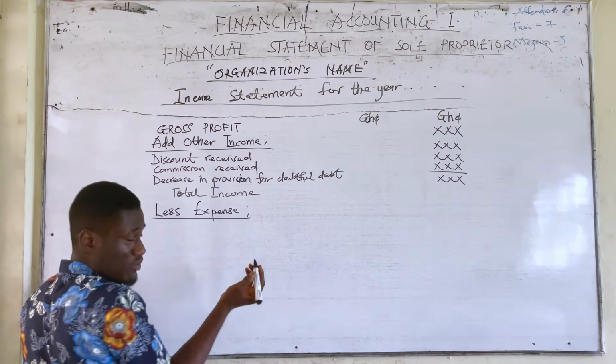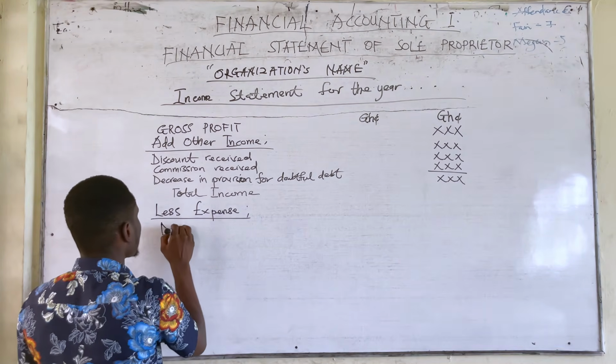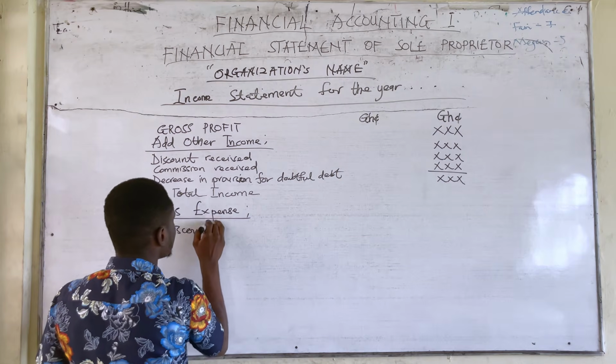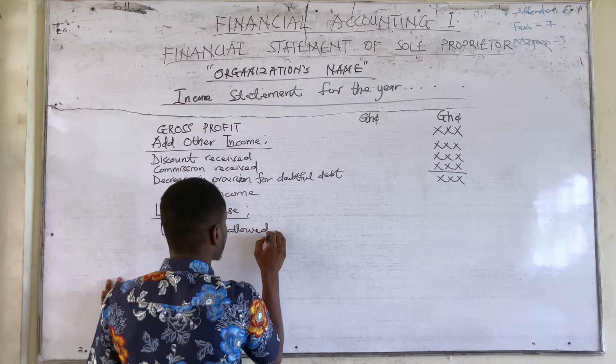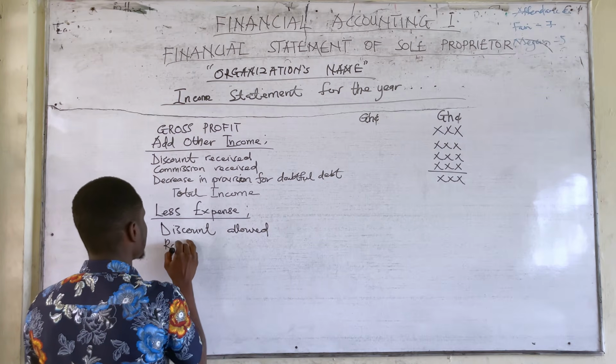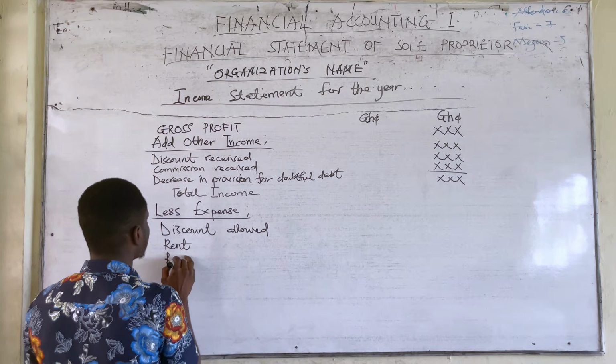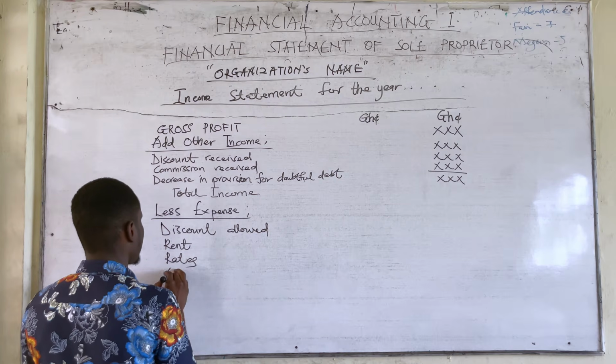So now we have some of the expenses too. We have discounts allowed. We have rents. We have rates. We have advertisements.